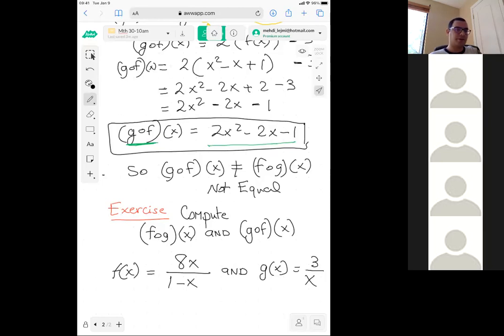So again, guys, here there are two different things to compute, right? So at first f composed with g, and then g composed with f, right? So it's like two different functions. So there are two things to do here, f composed with g and g composed with f.